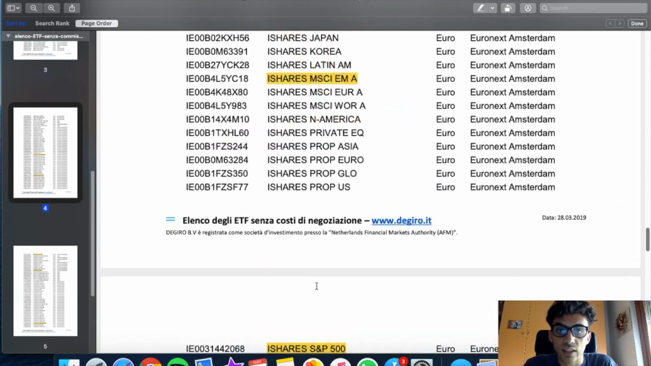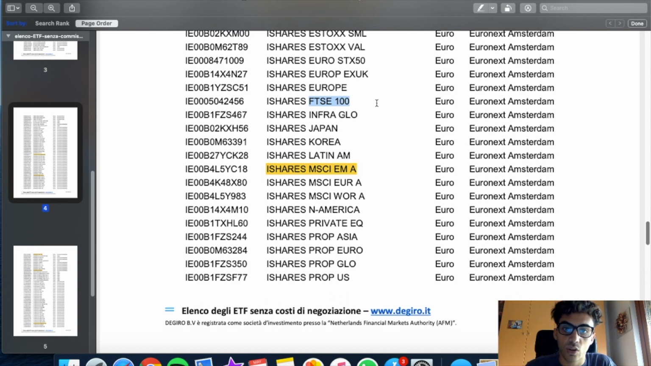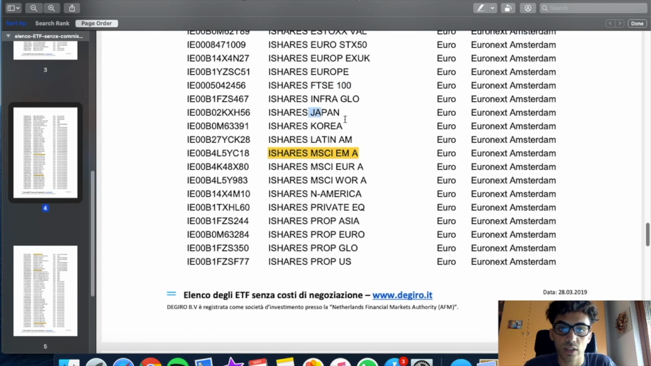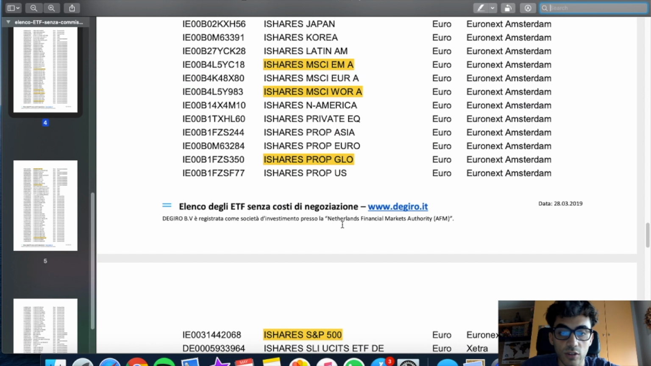You could also invest in other indexes like FTSE 100. This would be like investing in the UK, or you could invest in Japan, Korea, Latin America, or whatever you think is best. If you're into the REIT market, rental property, this is a good one. Invest in rental properties all over the world, and you should check this out.